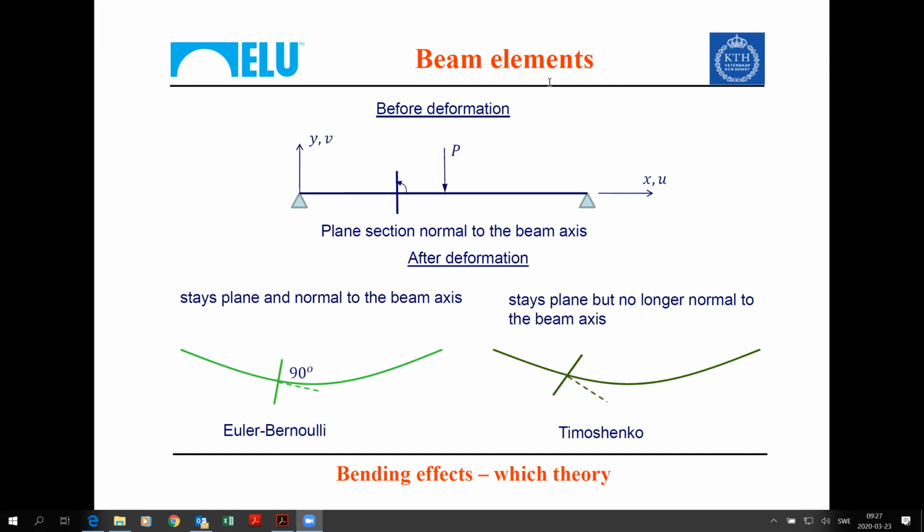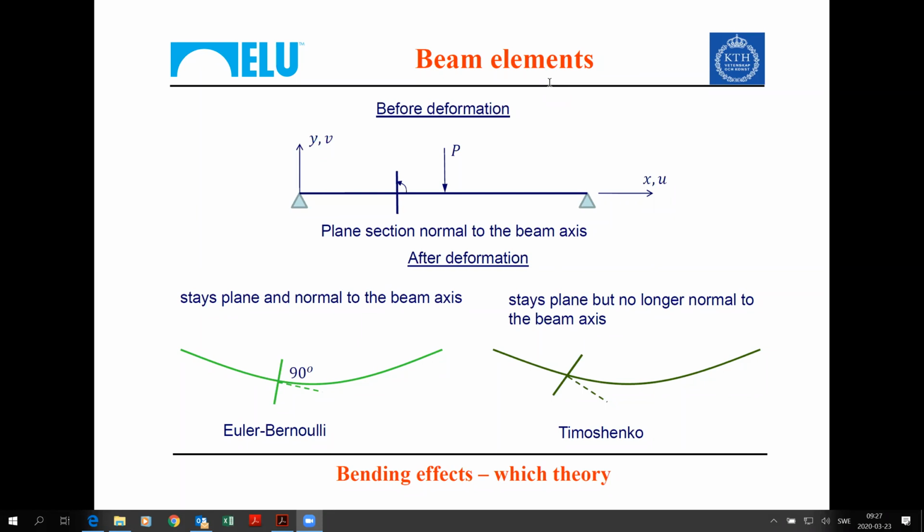So the 90-degree angle between the cross section and the tangent to the deformed configuration of the beam is maintained. And this is the classical Euler-Bernoulli beam. We've seen the stiffness matrix of that. Or we can assume that the cross section remains plane, so no deformation, but it's no longer normal to the beam axis after the beam is deformed. This will fall in the category of Timoshenko beams, which account for shear deformation.